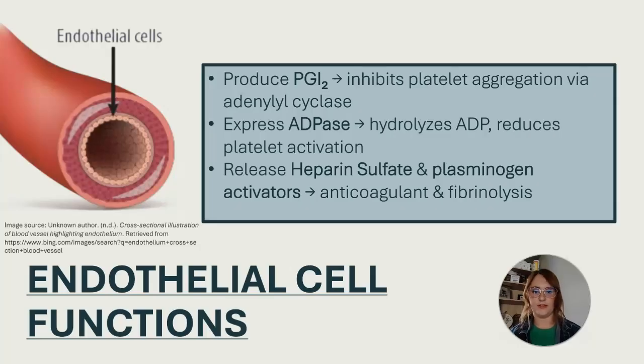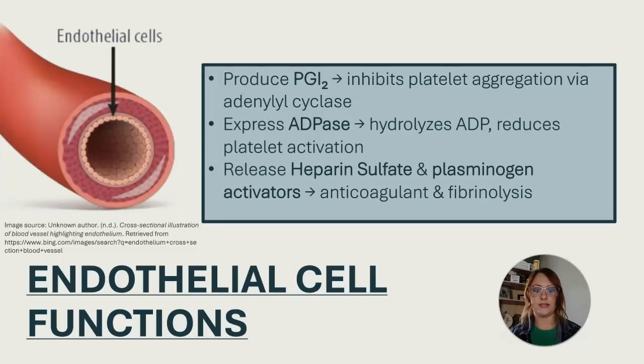Along the walls of blood vessels, we can find endothelial cells. These cells make important contributions to the overall regulation of hemostasis and thrombosis. They synthesize PGI2, a potent inhibitor of platelet aggregation that acts by stimulating the activity of adenylyl cyclase in the surface membrane of platelets via its G protein coupled receptor.